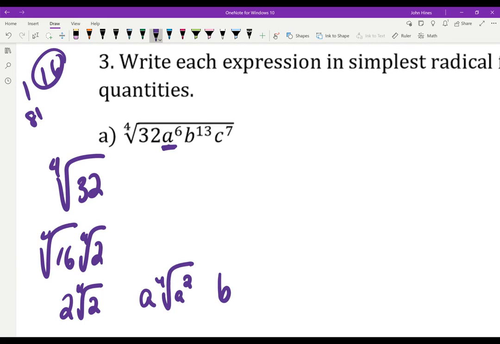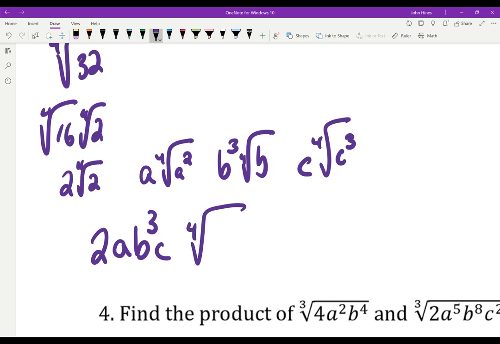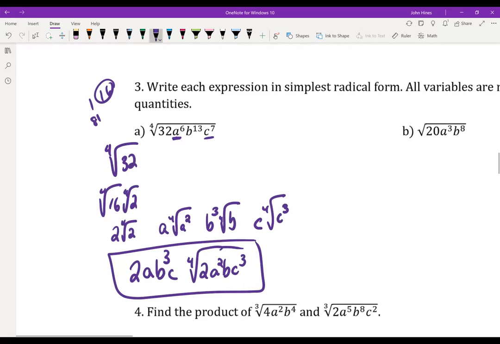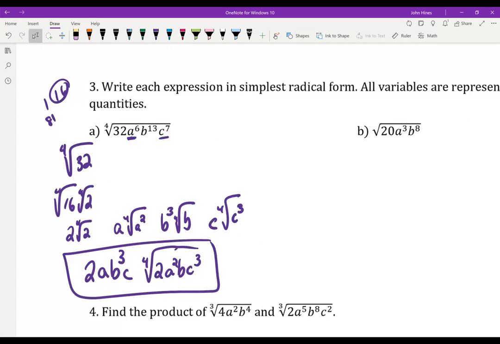I can make 3 groups of 4, and I have 1 b left over. And I can make 1 group of 4 with my c's, and I have 3 left over. So my final answer here is 2ab cubed c, and what's left in my fourth root is 2a squared b and c cubed. That's my final answer there. We're making groups of 4 because I'm working with fourth roots.